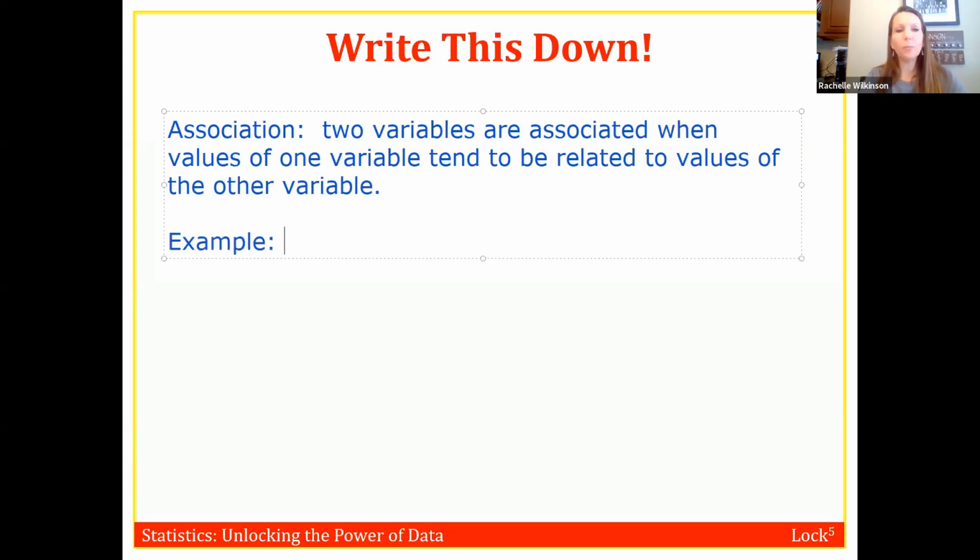Okay, so one example would be the average temperature outside and electric bill. So I'll say average high temp and electric bill. If I can spell bill. Okay, so association just means that values of one variable tend to be related to values of the other variable.